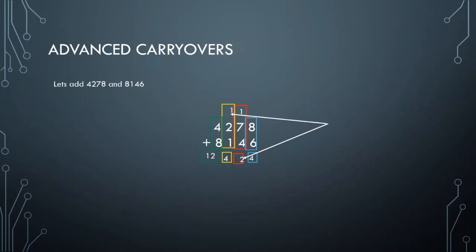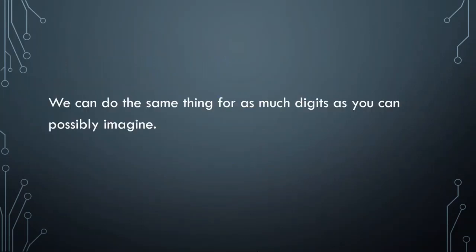I wrote 12 here because previously we saw that if there's no more columns on the left to do carryover, we can easily just write the number down. So I can conclude that the sum is 12,424. We can possibly use the same strategy for as big a number with as many digits as you can possibly imagine.